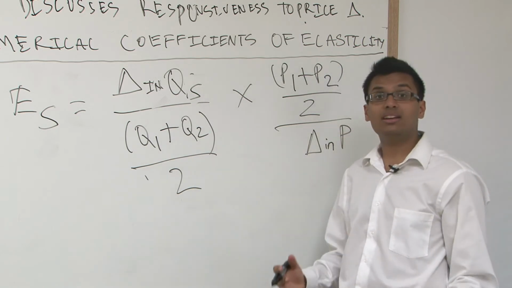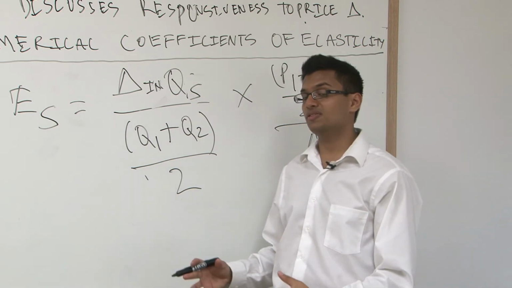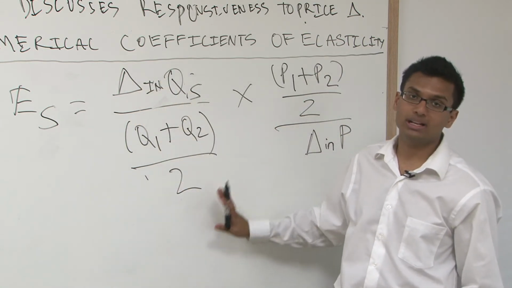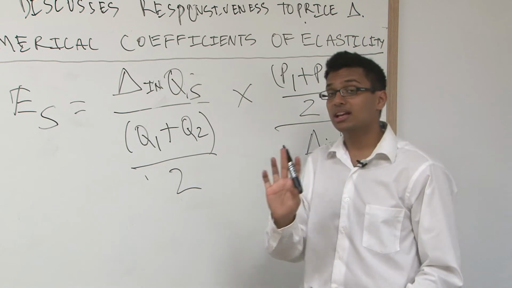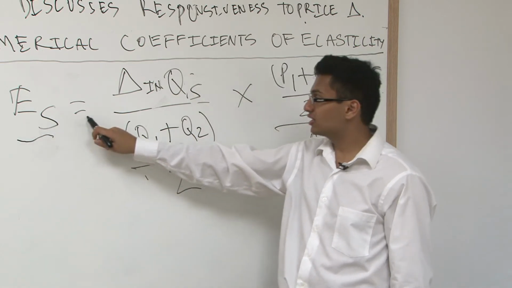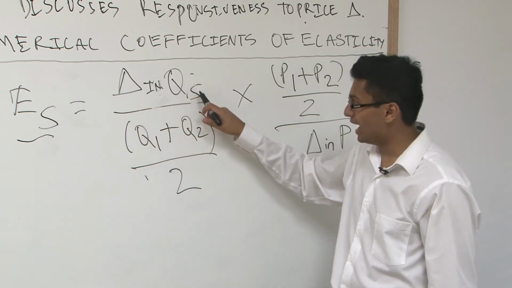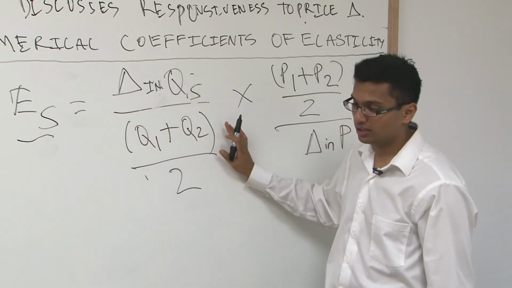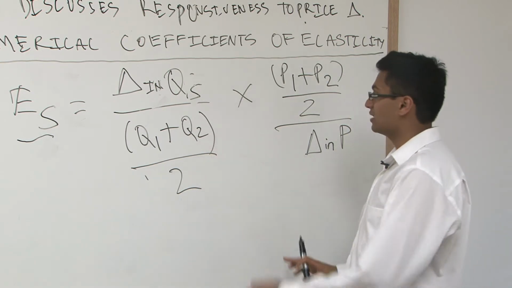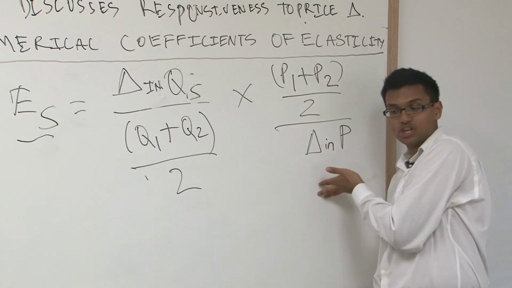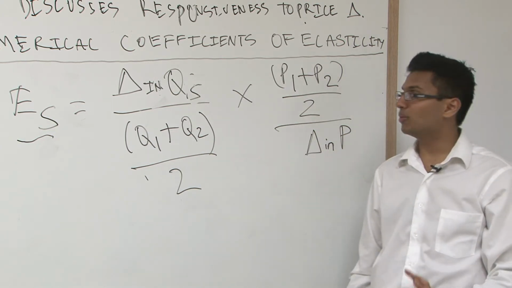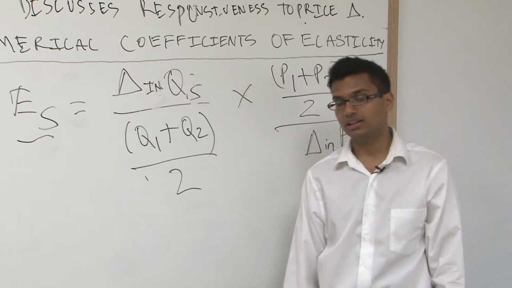So in ED, the numerical coefficient of elasticity of demand, I said it's change in quantity demanded over the average quantity times the price over the change in price. In ES, the elasticity of supply, it's going to be the change in quantity supplied, QS, okay? Over, this whole thing stays the same, okay? It's the change in the average quantities times the average of the prices over the change in prices. Everyone with me? Understand the numerical coefficients of ES and ED, okay?